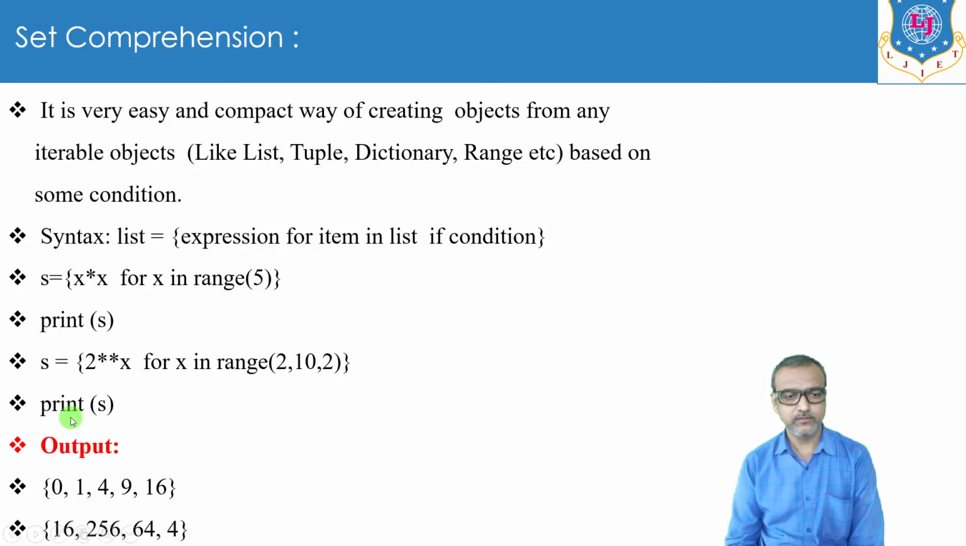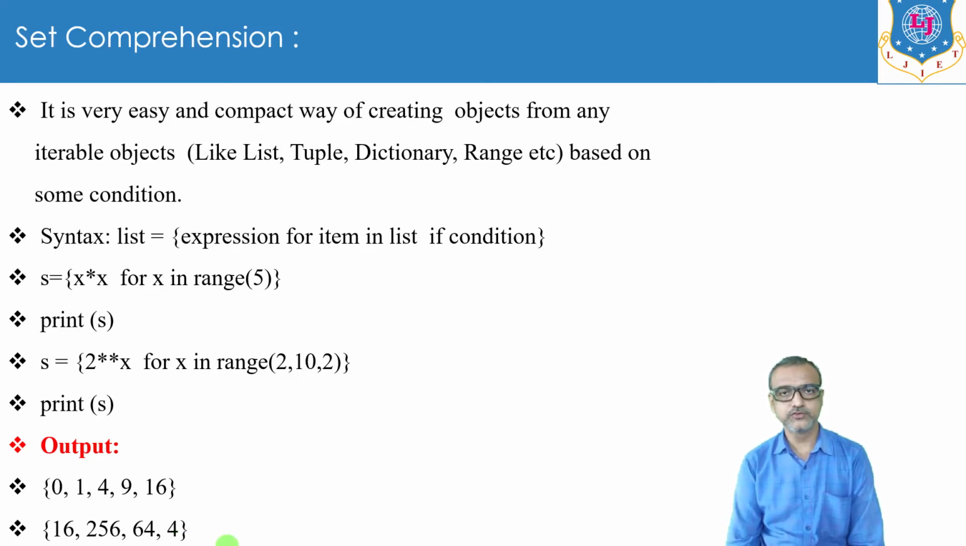So if we write print of s, we have 2 raised to 2, that is 4. Then after 2 raised to 4, that is 16. 2 raised to 6, that is 64, and finally 2 raised to 8, that is 256. So this is the output. These are the squares of the numbers from 0 to 4, and here we have 2 raised to x, where the values of x are 2, 4, 6 and 8.